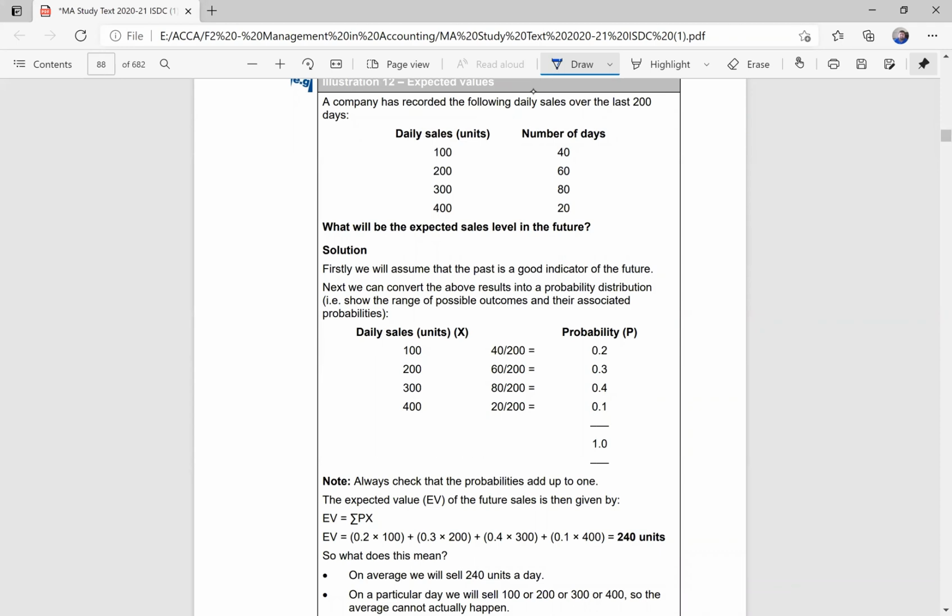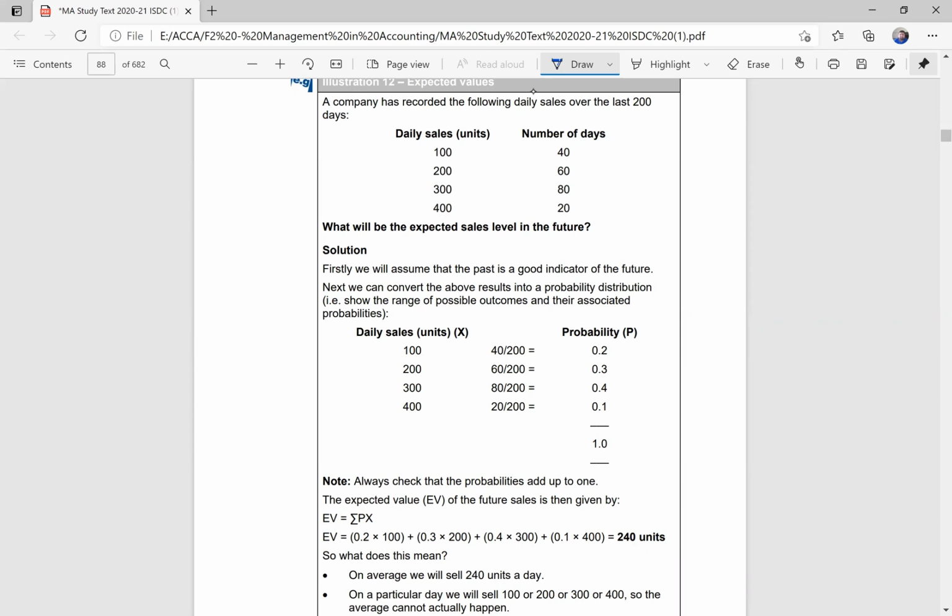So 40 over 200, 60 over 200, and so on and so forth will give you the probability that this many times 100 units could occur, this many times 200 units could occur, and so on. When you add them together, it is going to give you 100%, or a probability of one.